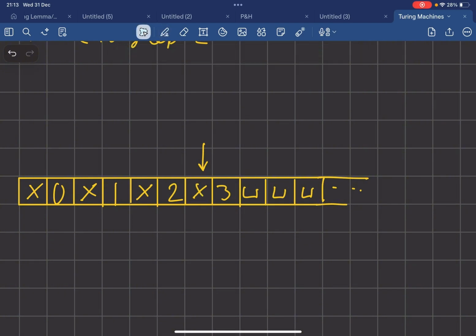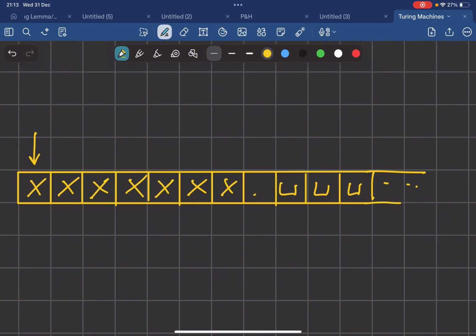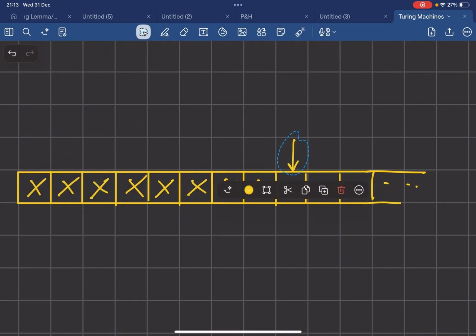Keep going through the tape. We reach a blank symbol, which means we've reached the end of input. And so what we can tell the Turing machine to do is go to the start and repeat this process. So cross out another 0, cross out a 1, a 2, a 3. Now we reach a blank symbol, and we're doing it all over again.